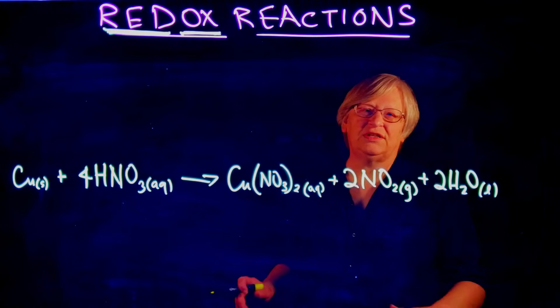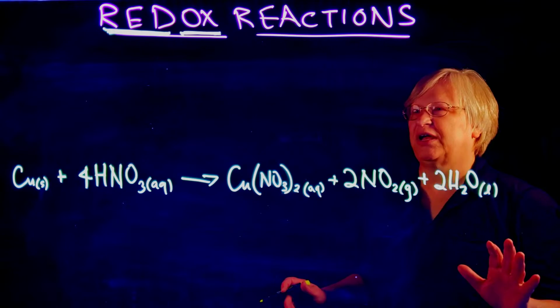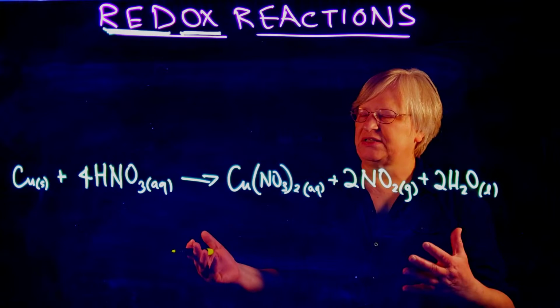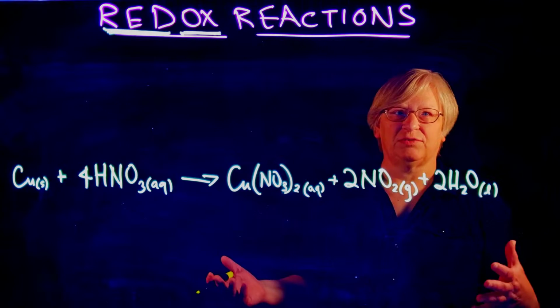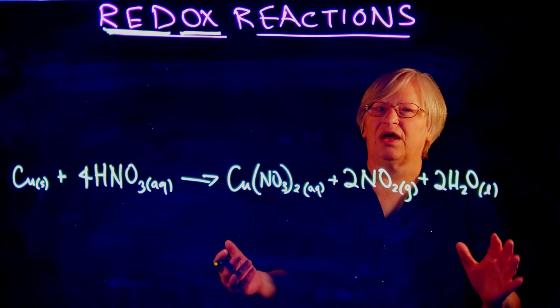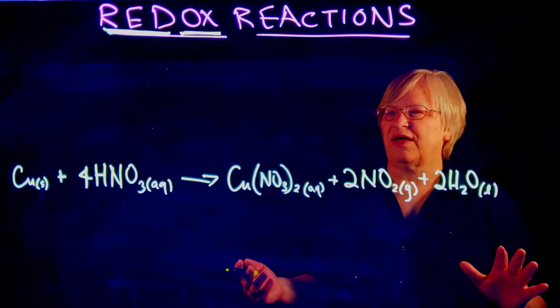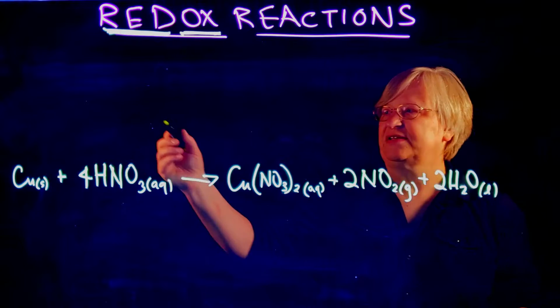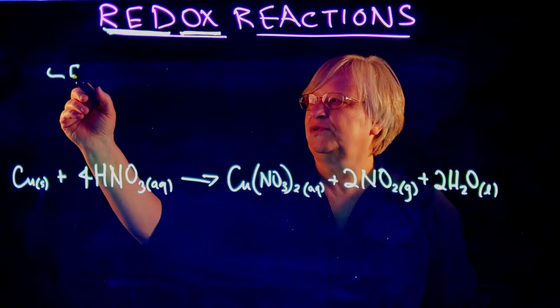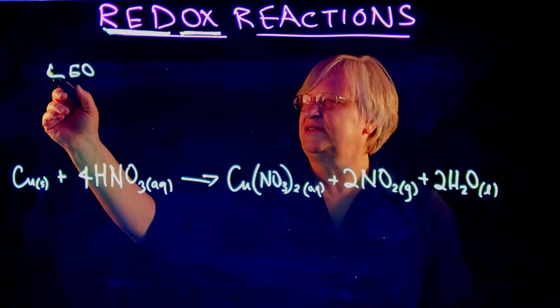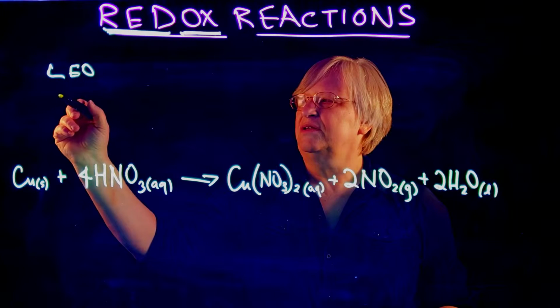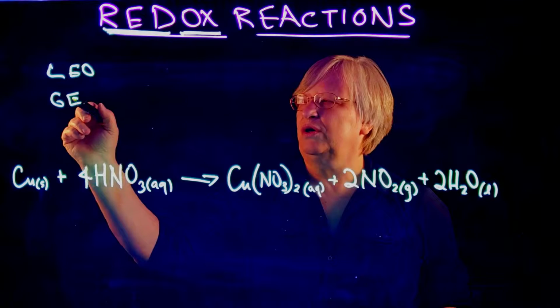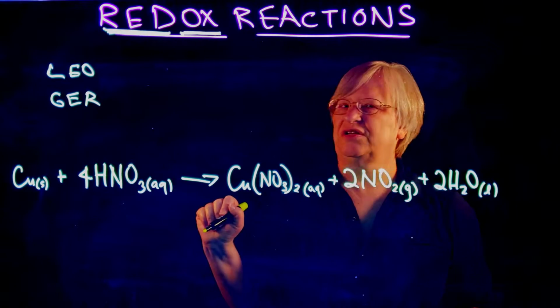All right, so here's a little more complicated redox reaction. And let's look at how we would analyze this one and figure out who's oxidized and reduced. Remember, when we're oxidized, that's loss of electrons, right? Because that's LEO. LEO is loss of electrons, is oxidation. And then we have LEO that says GER, gain of electrons, is reduction.